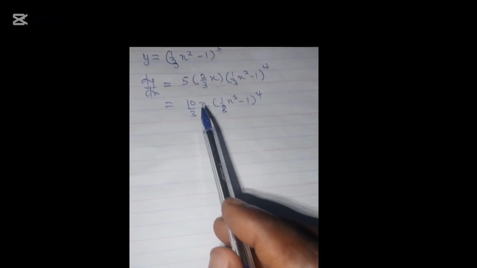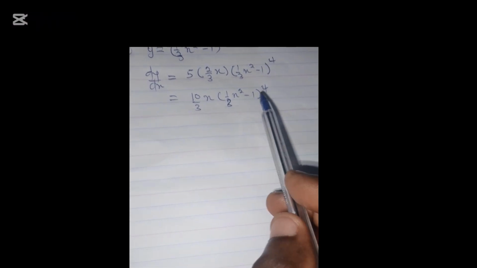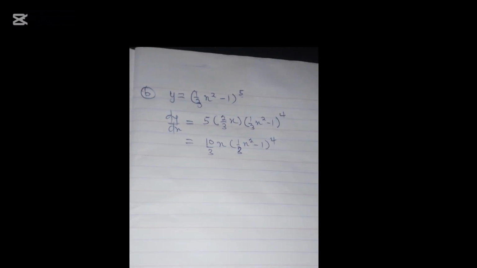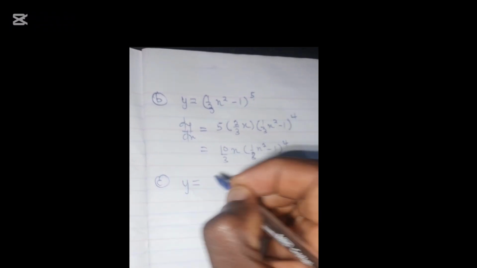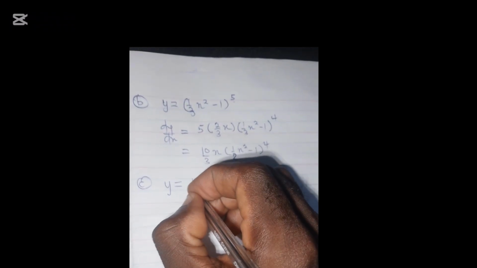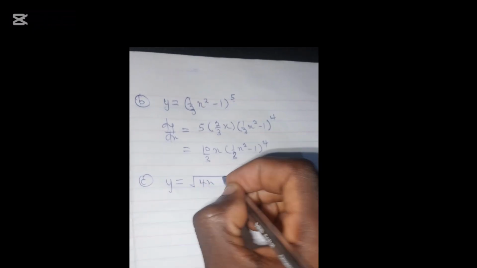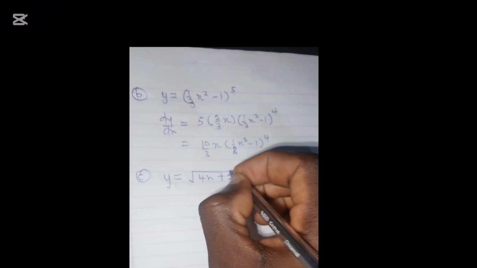Now remember, you cannot expand this bracket unless you decide to expand the whole of this, probably using binomial expansion because of the power there. So that is B. Now let's go to C. C is giving us y is equal to the square root of 4x plus 2.